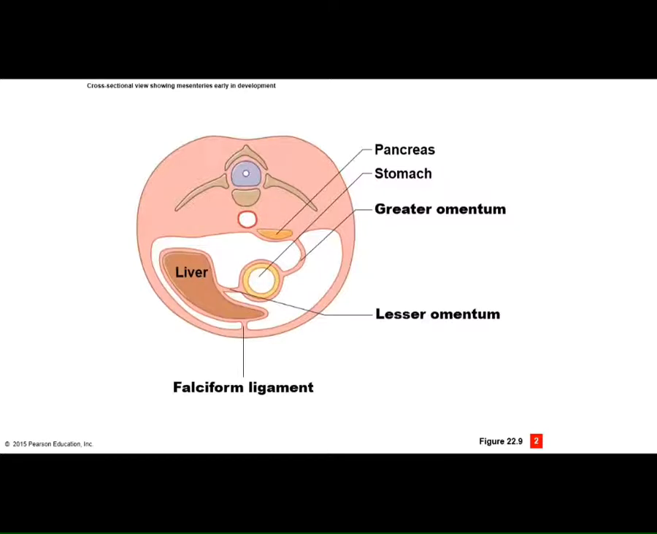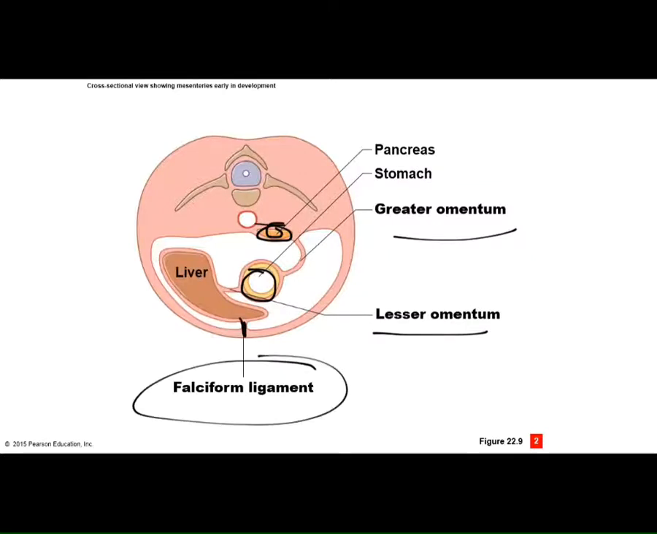So if we're taking a slice through the abdominal pelvic cavity, you would note, just to get your bearings here, here is the little old stomach. That's the pancreas. Here's the stomach here. And the stomach has around it the lesser and greater omentum, and here is that falciform ligament attaching the liver to the anterior wall.